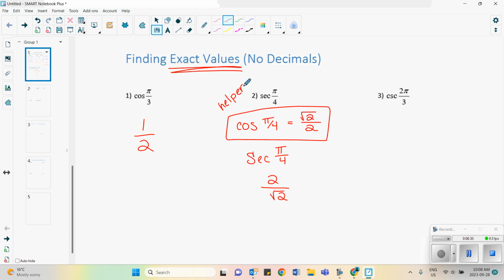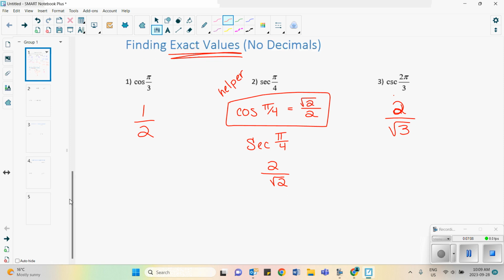Okay, cosecant of 2 pi over 3. So cosecant relates to sine. So 2 pi over 3 is in quadrant 2, and the sine of that is root 3 over 2. So this is going to be 2 over root 3. Pretty straightforward. You're just flipping stuff upside down.